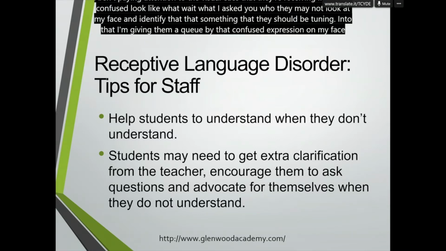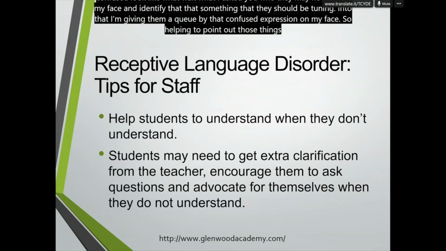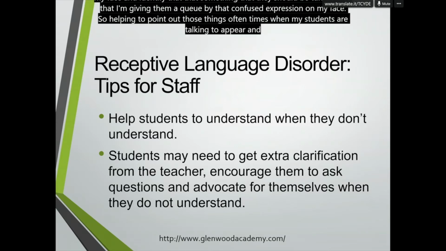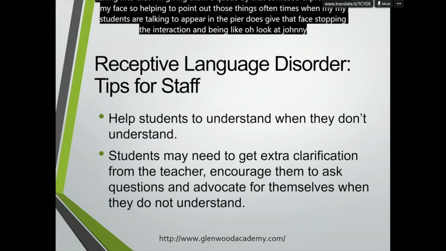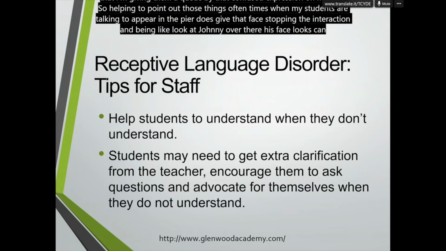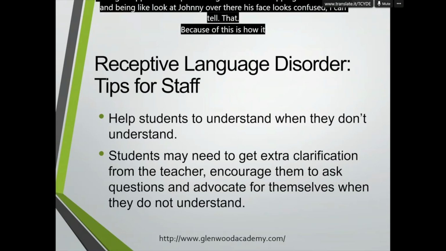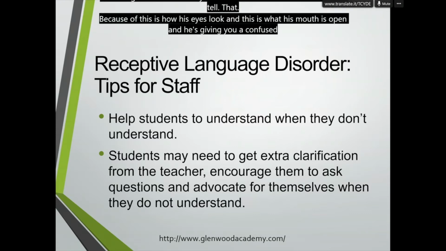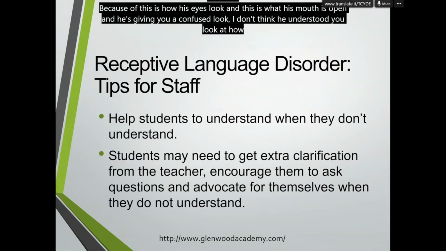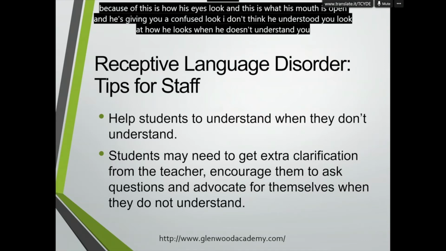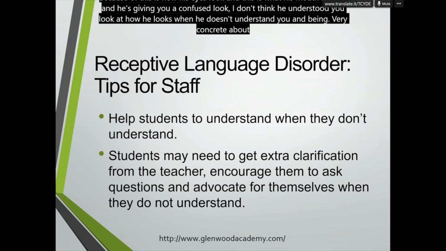So helping to point out those things is important. Oftentimes when my students are talking to a peer and the peer gives that face, I stop the interaction and say, "Oh, look at Johnny over there. His face looks confused. I can tell that because of how his eyes look, and his mouth is open, and he's giving you a confused look. I don't think he understood you. Look at how he looks when he doesn't understand you," being very concrete about identifying that.